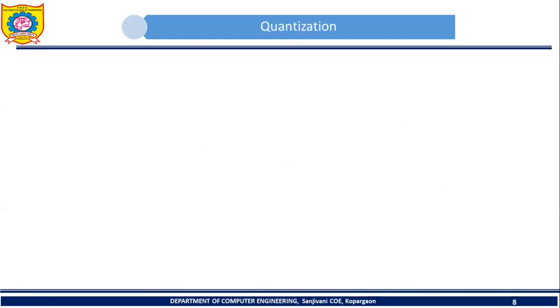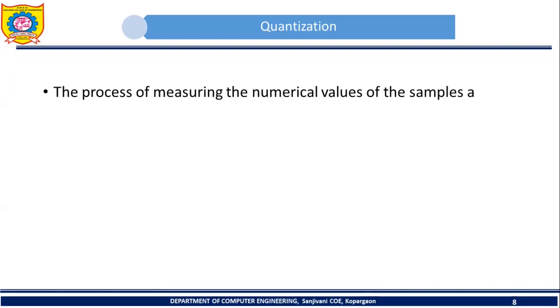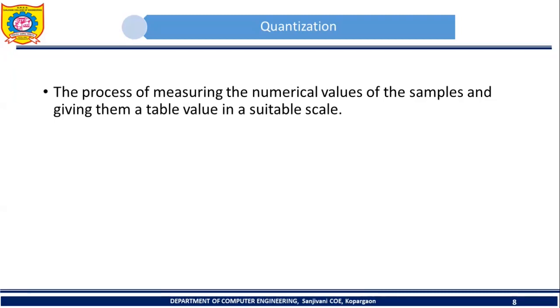Now let's see quantization. So what is quantization? It is the process of measuring the numerical values of the samples and giving them a table value in a suitable scale. The result of sampling is a series of pulses with amplitude values between the maximum and minimum amplitude of the signal. The set of amplitudes can be infinite with non-integral values between the two limits. These values cannot be used in the encoding process.